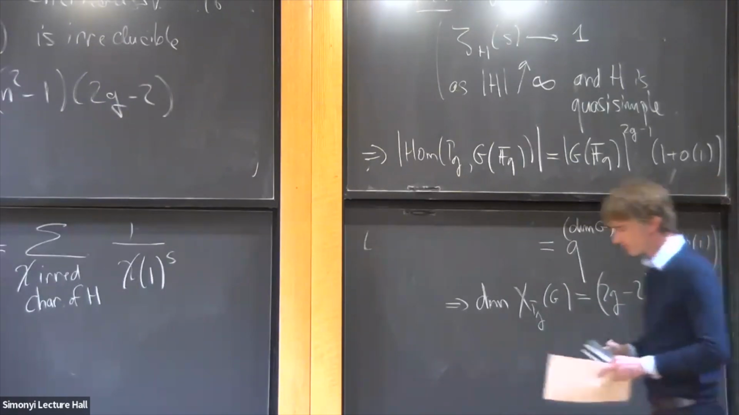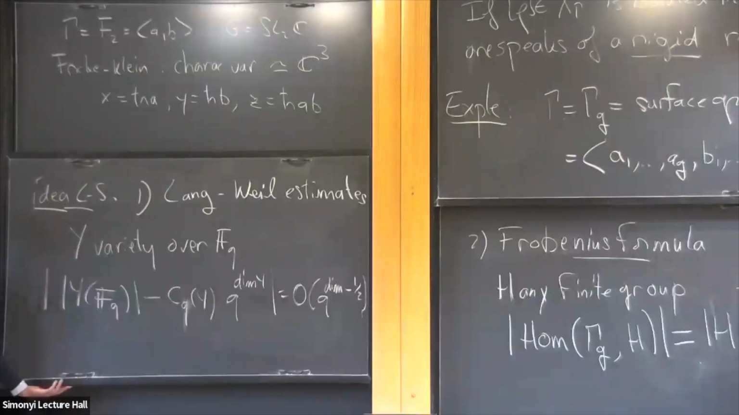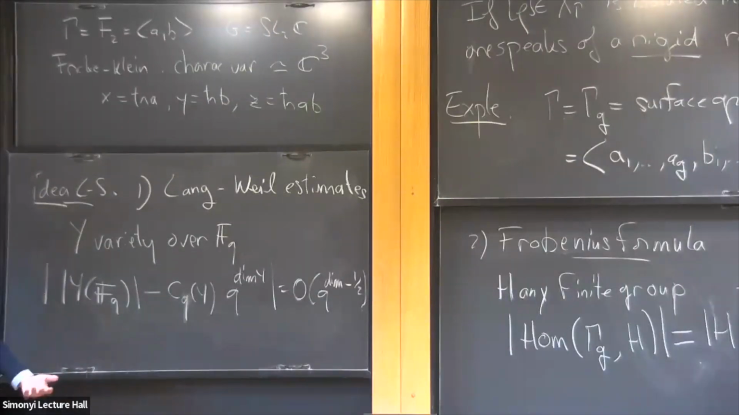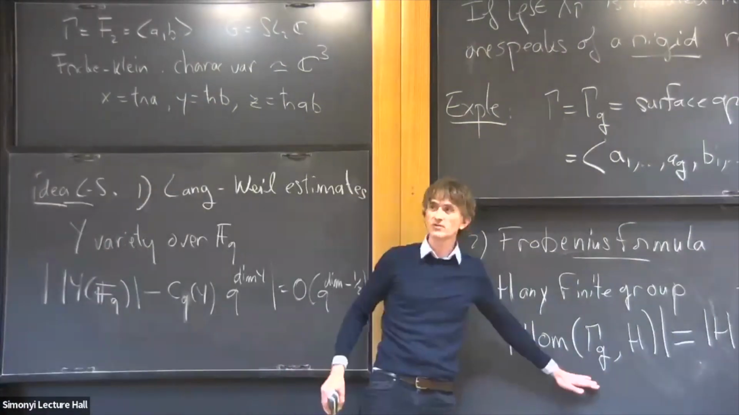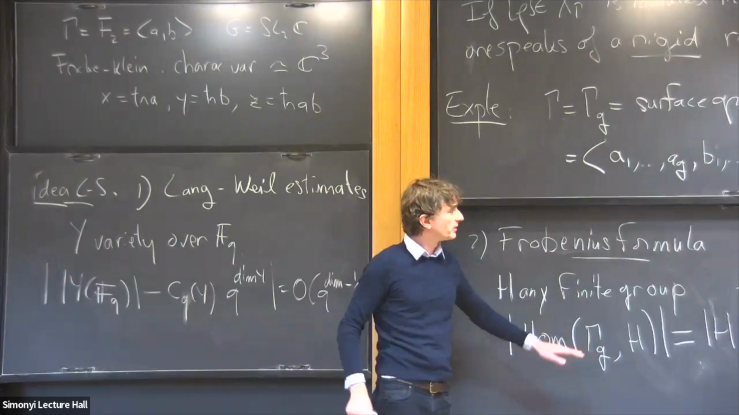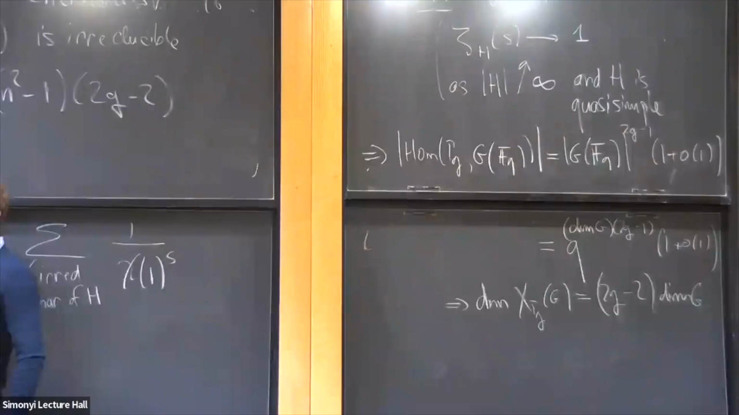Okay, so that's it for the introduction. So now I'm going to move on to this work. What are they using about surface groups? They're using the Frobenius formula, which is just a character formula. It only works because we have this particular form of the relator.